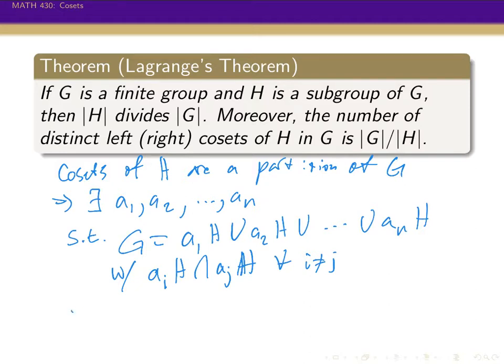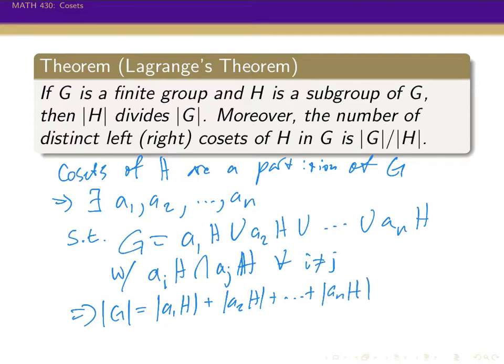And so this means that the size of G is equal to the size of A1H plus the size of A2H all the way down to the size of ANH. But all of these cosets are exactly the same size. They're all the size of H, and so this is just equal to N times the size of H. So the order of G is equal to N, the number of different cosets we need, times the order of H, and this gives us our whole theorem.